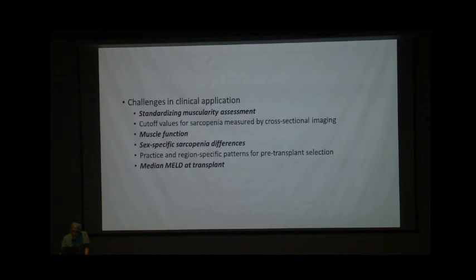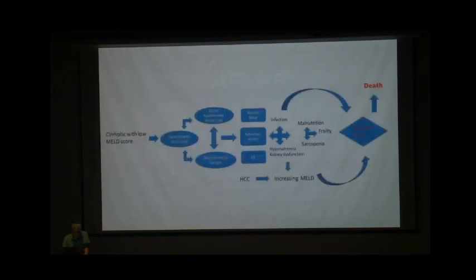Next is muscle function, which has already been discussed. Next are sex-specific sarcopenic differences, that is male versus female. And the most important is the referral practice and the regional patterns of pre-transplant selection of these patients, and the median MELD at transplant. For example, at our center the median MELD is almost 24. Other centers, even in Delhi, transplant at lower MELD. And if you are transplanting at lower MELD, the impact of sarcopenia on waitlist mortality will not be assessed properly.